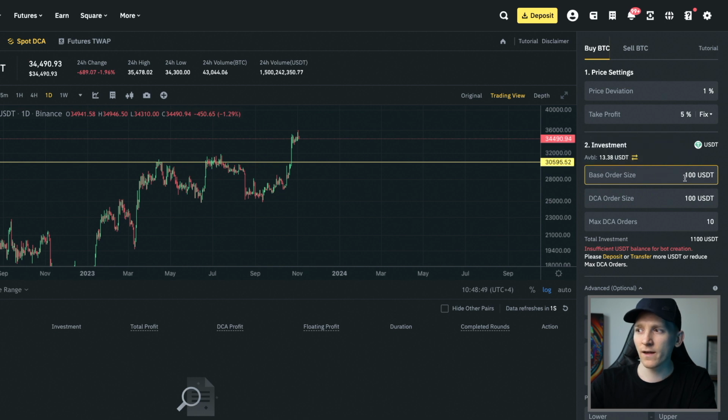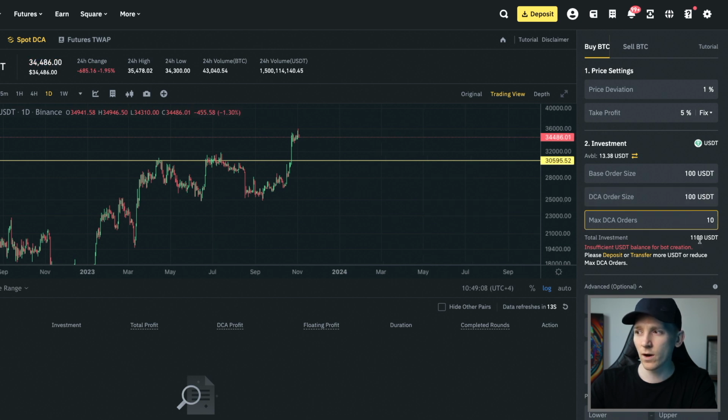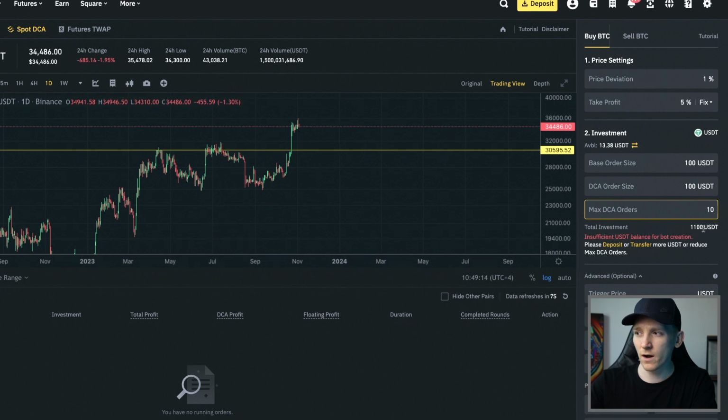So base order size, that is the first order that you trade. And that will usually be done at whatever entry price that you press and start the bot at. And then the DCA order size, right? So first order is 100, and then each of the remaining orders is 100, and I've got 10 DCA orders in here. So total 1,100, because you have a base, and then you have DCA orders, so 11, so 1,100 overall.